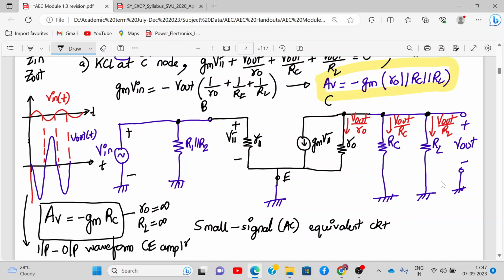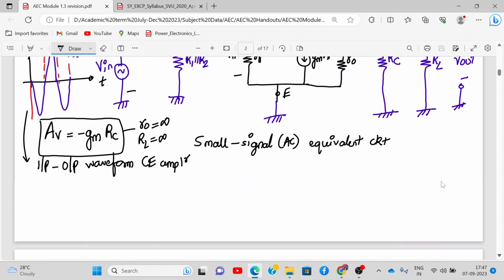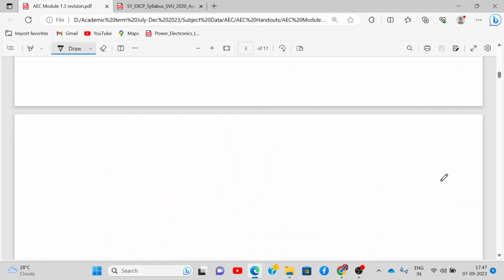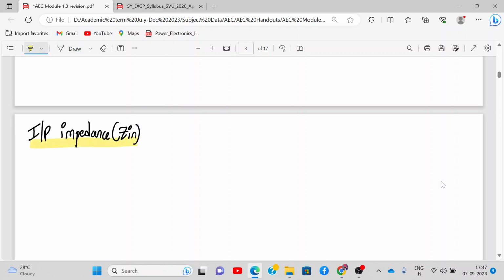Okay, now next we'll go for the derivation for Rin or Zn, we call it input impedance, or we call it as Zn. So we'll derive this now. Okay, now there is a technique to do that.